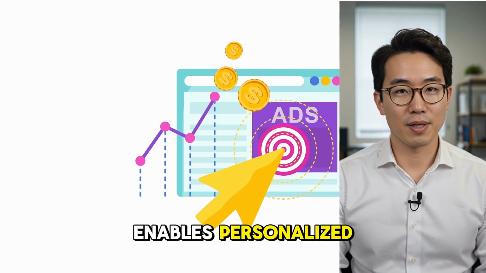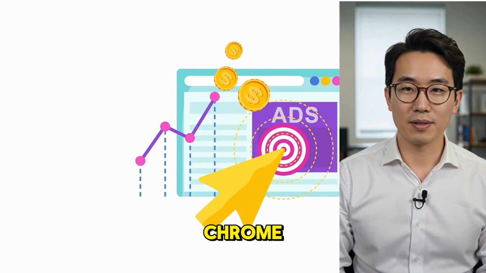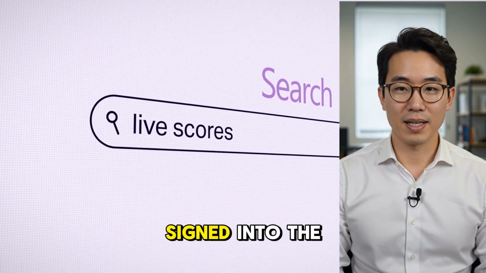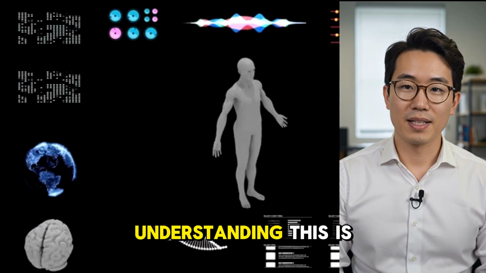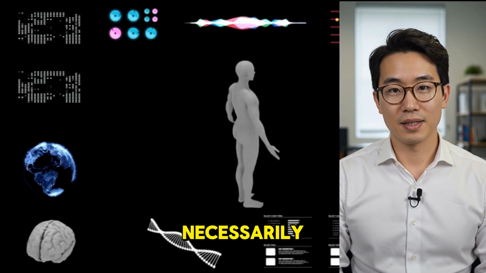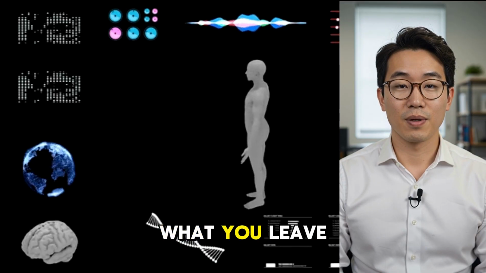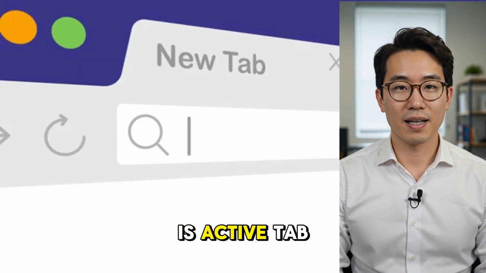This is what enables personalized ad targeting across Chrome, Google Search, YouTube, and Gmail on every device where you are signed into the same account. Understanding this is not a reason to sign out necessarily, but it is information that should factor into your decision about what you leave enabled. The ninth change is active tab management.